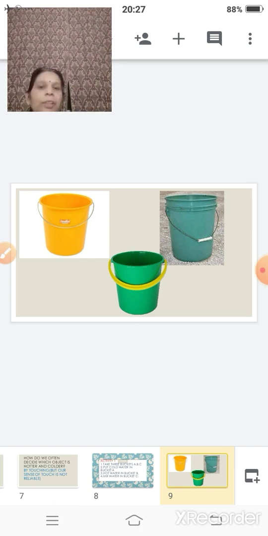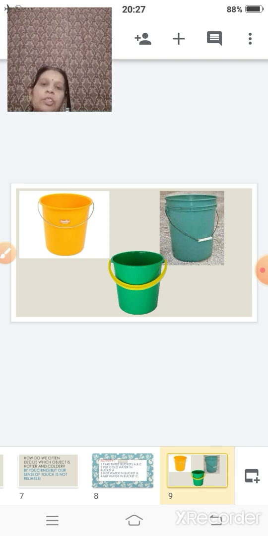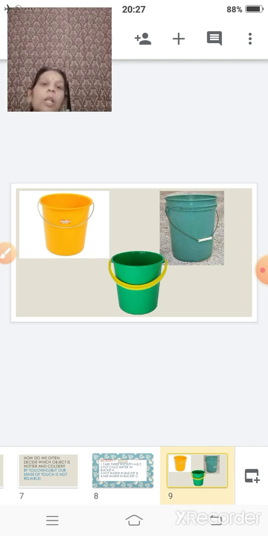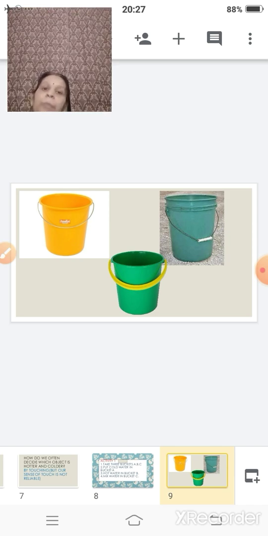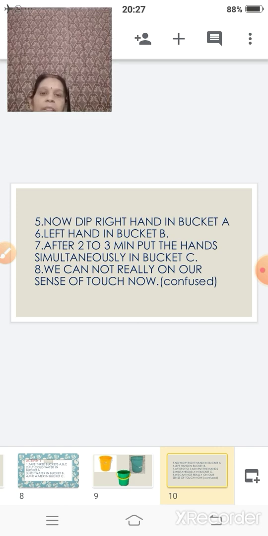Here you can see three buckets. The yellow bucket is your bucket A, which is containing cold water, ice cold water. Bucket B, which is your blue color bucket, is containing hot water. And bucket C, that is your green color bucket, is containing the mixed water, where the water is neither very hot nor very cold.